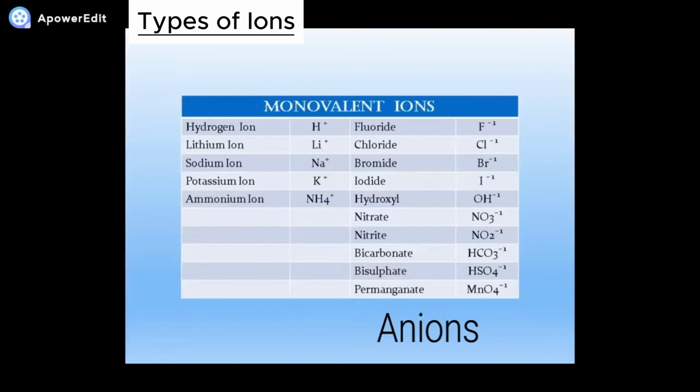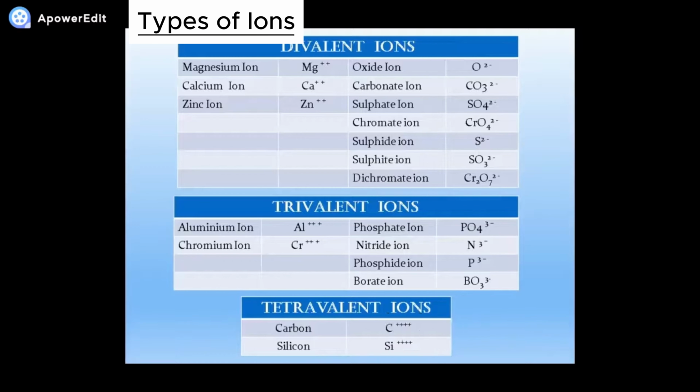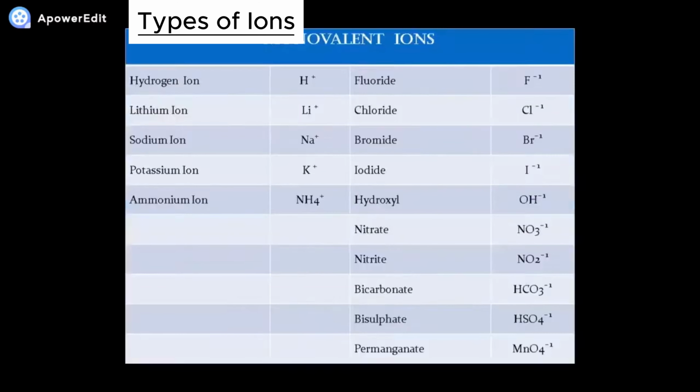Similarly, on the next screen, you will see some other anions and cations, divalent and trivalent. Di means 2, tri means 3. So there are so many ions. These ions you should know. This screen you should know, you should remember.